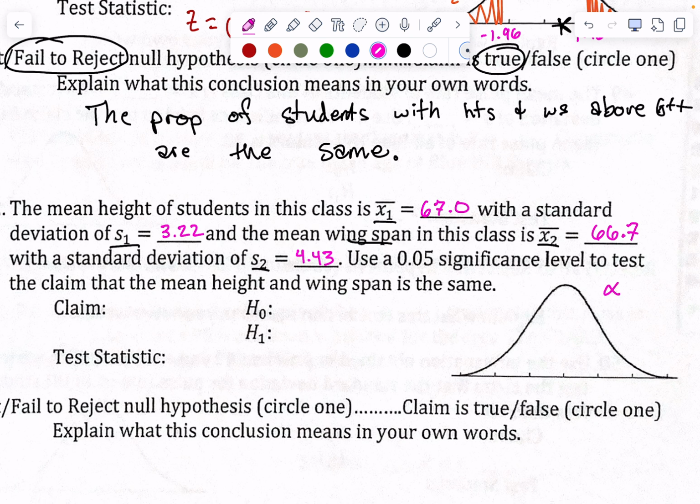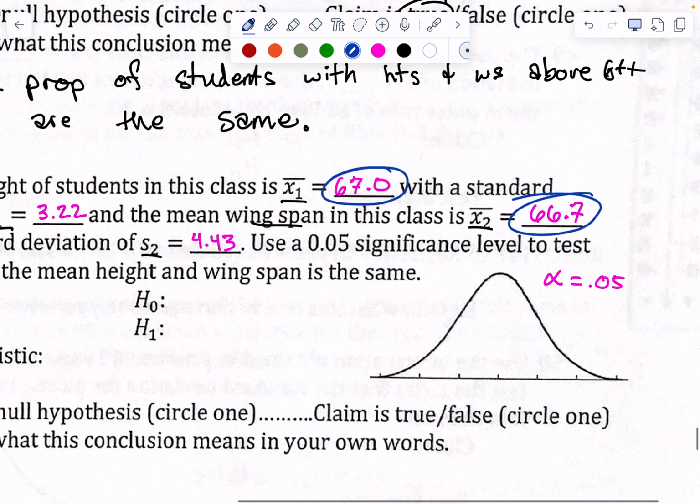Okay, the alpha value is 0.05. We are testing to see if the averages are the same. Look at my two averages. I'm comparing 67.0 and 66.7. Do you think those are about the same? Yeah, I think we're going to end up circling the top.